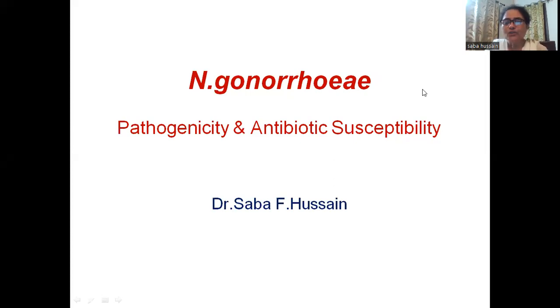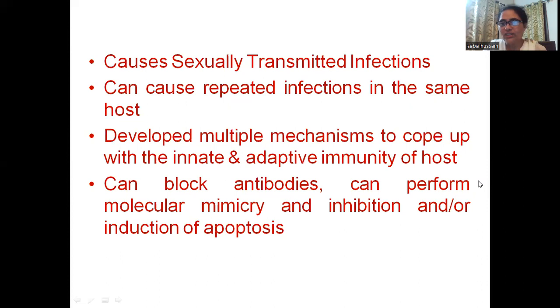Hello everyone. Today we will be studying about pathogenicity and antibiotic susceptibility of Neisseria gonorrhea. So to begin with, we have to know a few important characters of Neisseria gonorrhea. One is that it causes sexually transmitted infections, that means it causes venereal disease, and it can be repeated in the same host.